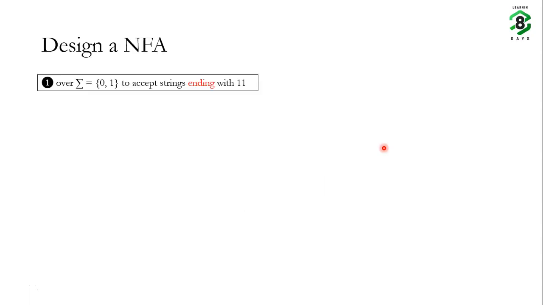So the first problem that we take is to design a NFA over input alphabet 0, 1 to accept strings ending with 11. As usual, if you look at the language that is going to be accepted by the NFA, the language will consist of all kinds of strings that end with two ones.